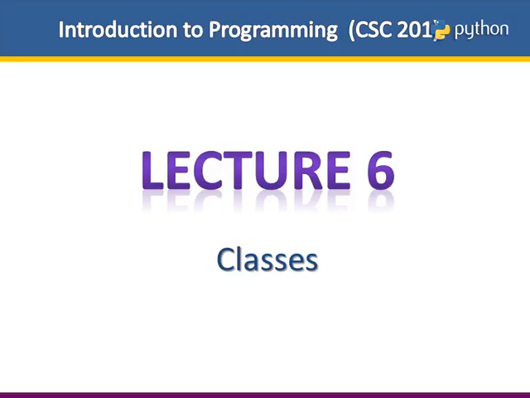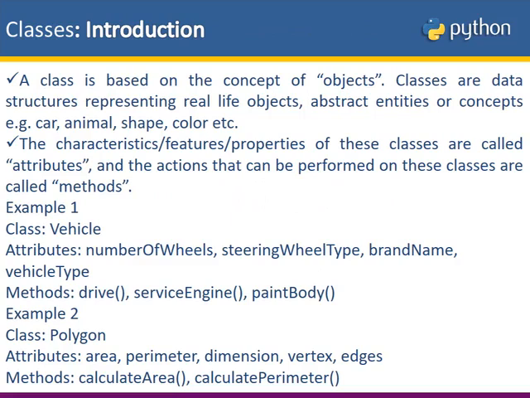Today we'll be looking at classes. So, what is a class? A class is based on the concept of objects. Classes are data structures representing real life objects, abstract entities or concepts, and the real life object can be, for example, a car, animal, shape, or color. So they are the real life object or abstract entity.